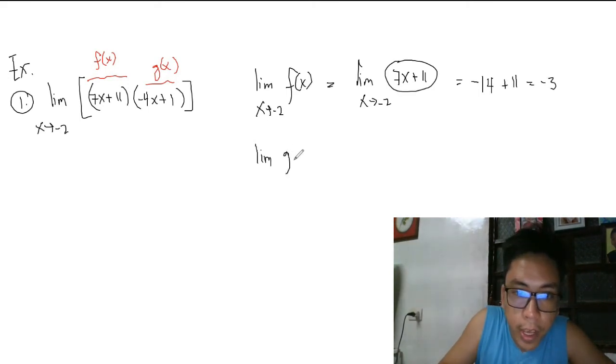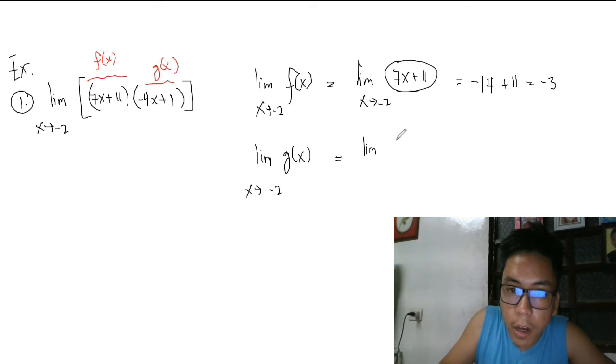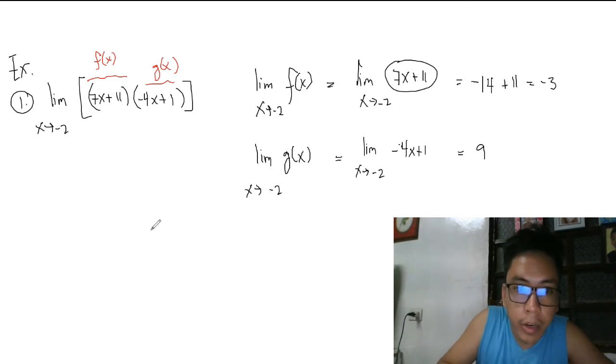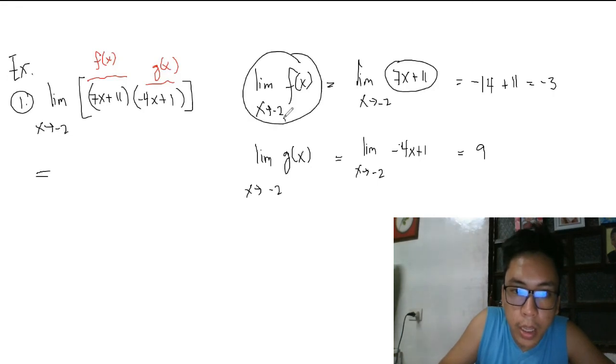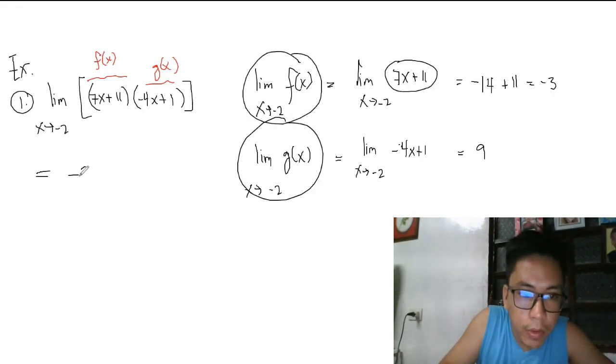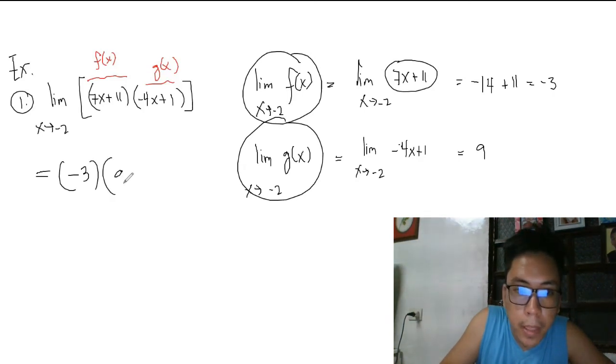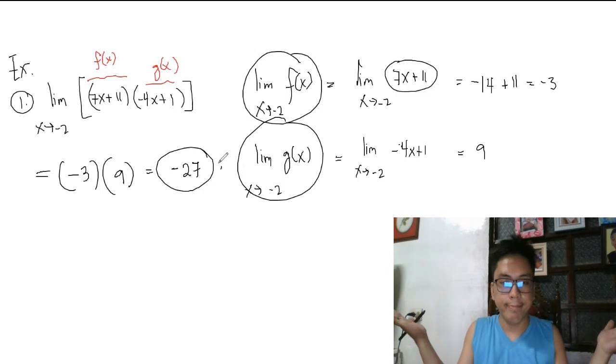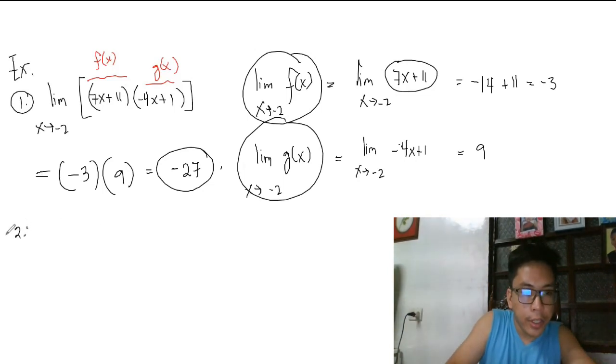Also, the limit of g of x as x approaches negative 2 is the same as the limit of negative 4x plus 1 as x approaches negative 2. So substitute negative 2, that's 8 plus 1, you get 9. So therefore, this one here is equivalent to the product of this one and this one. So you'll have negative 3 times 9, so you get negative 27. That's it.